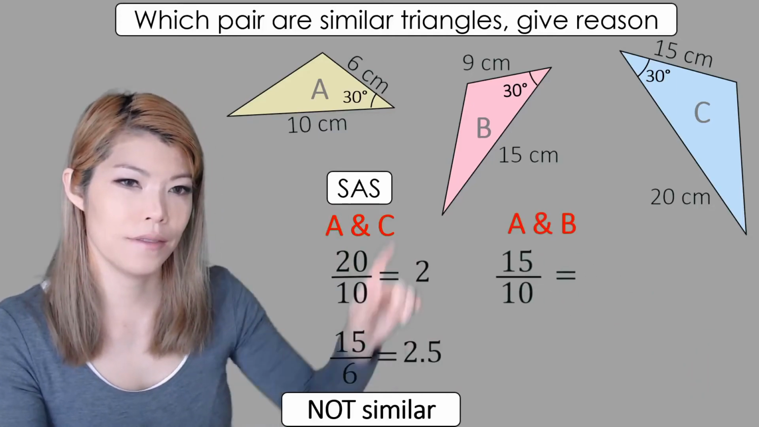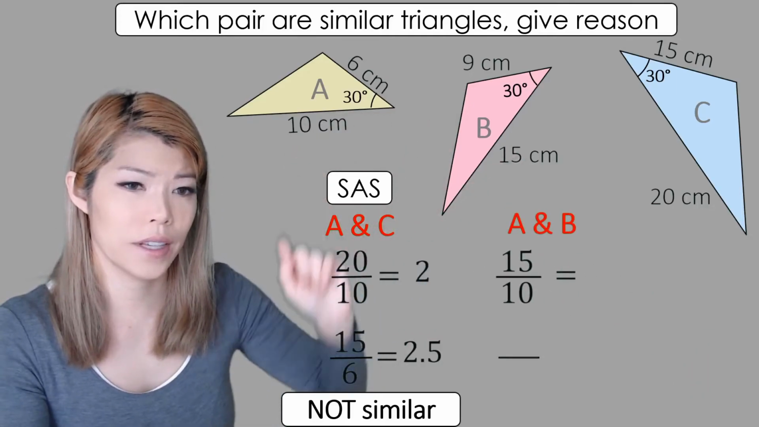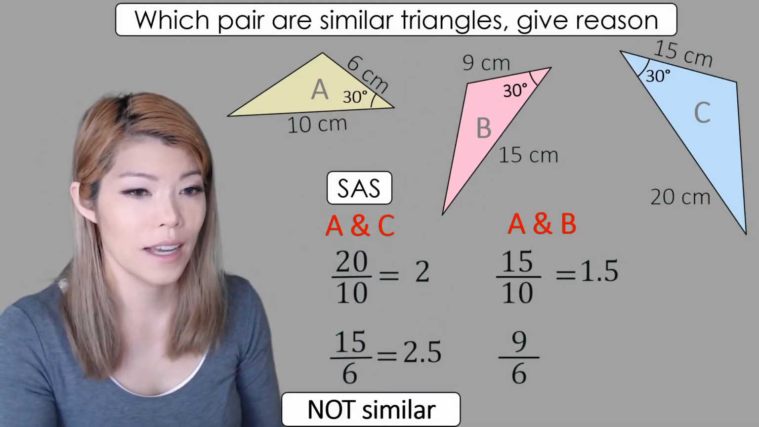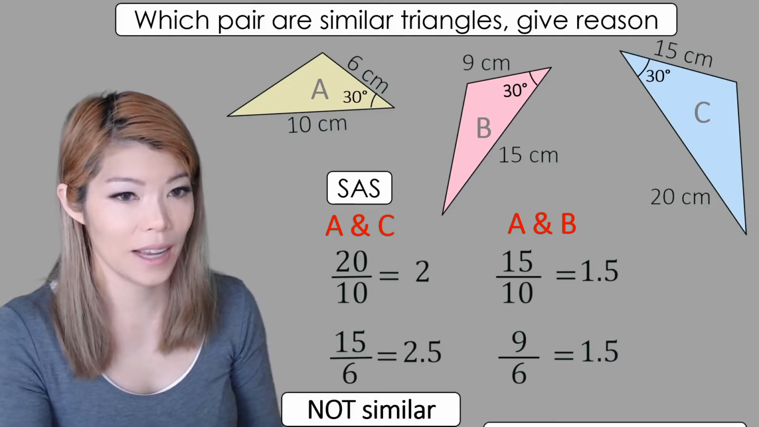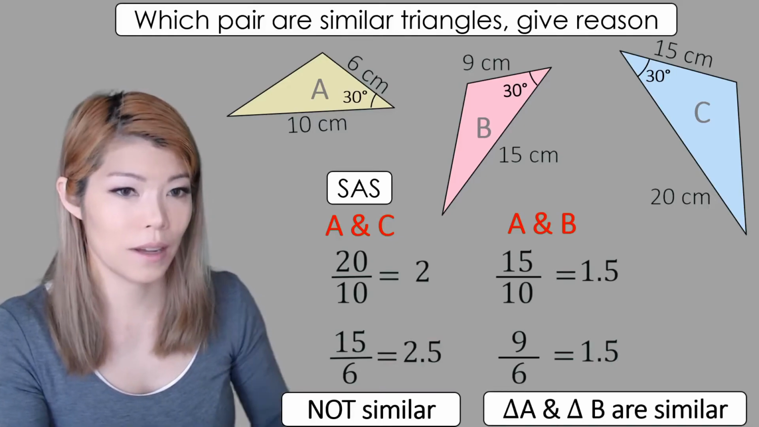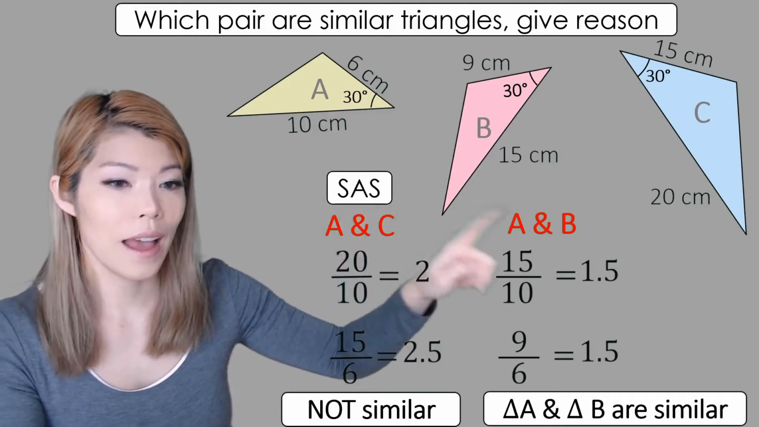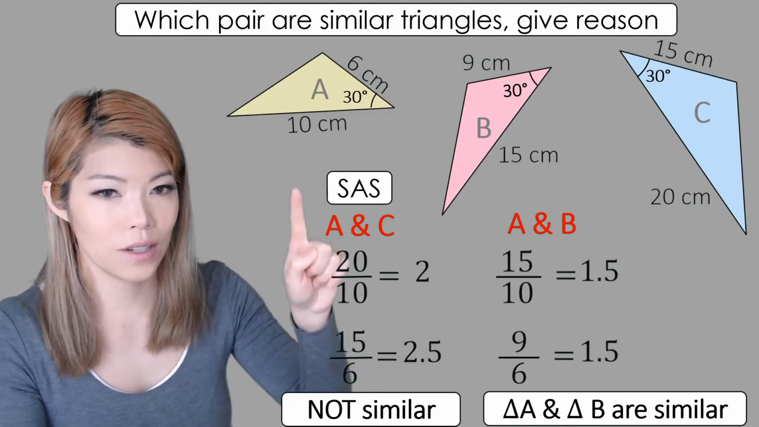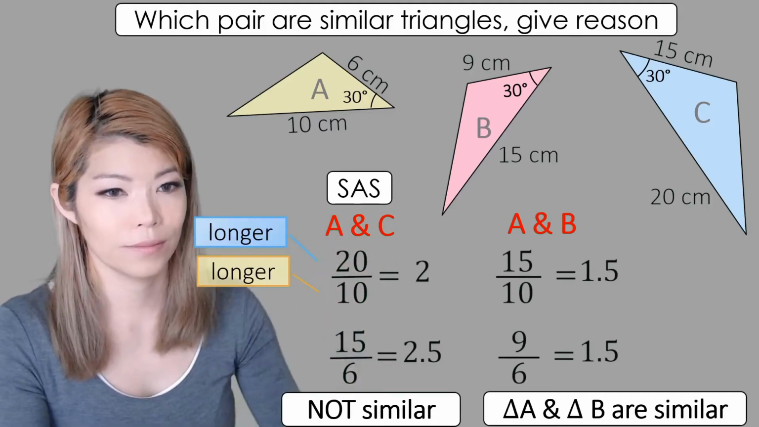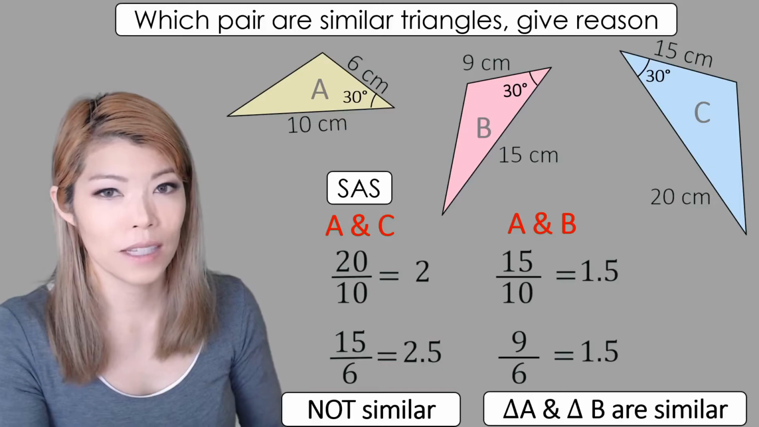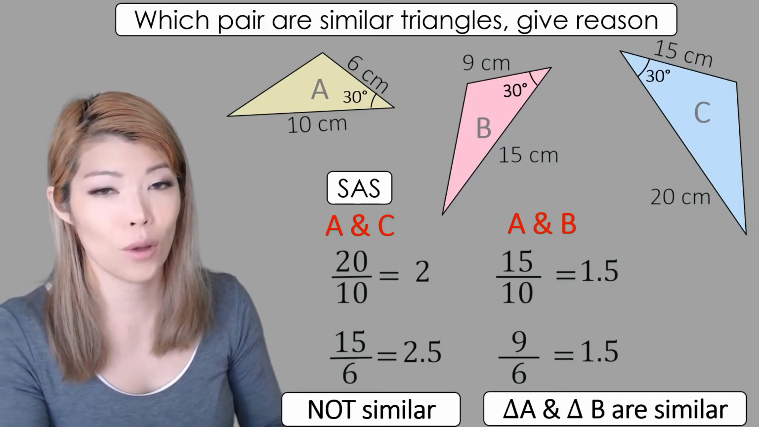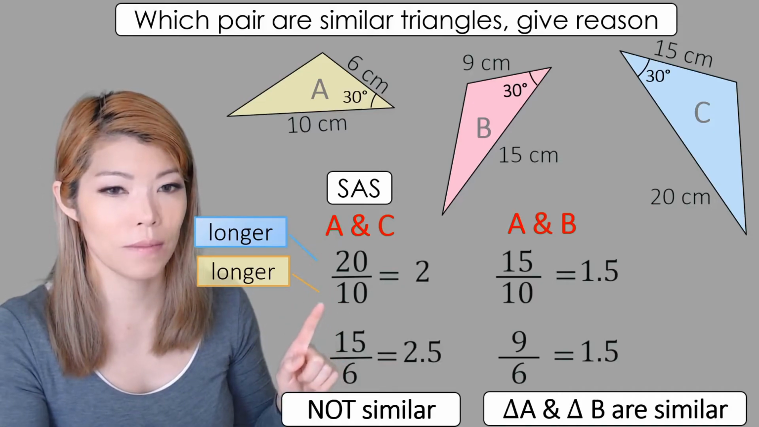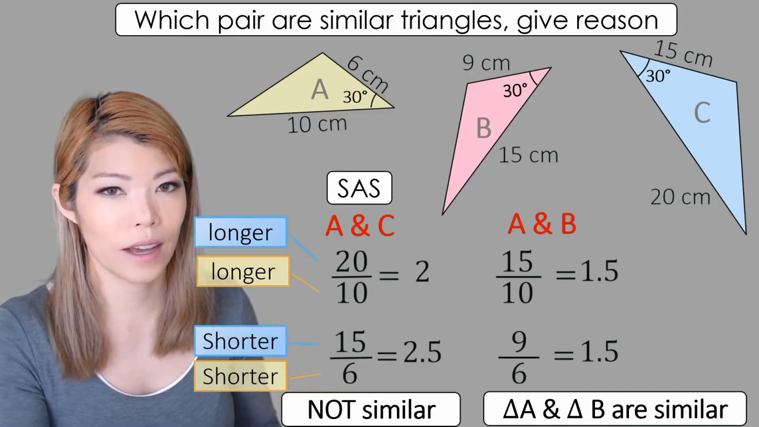We have 15 over 10 gives us 1.5. And the 9 and the 6, the shorter sides, gives us 1.5. So they're the same. So A and B are similar because the angles are the same and the side ratios are the same. So the side ratio, angle, side ratio. Now, one of the silly mistakes I see is students don't match the right sides. Remember, the longest sides always match up to find a ratio, and the shorter sides.